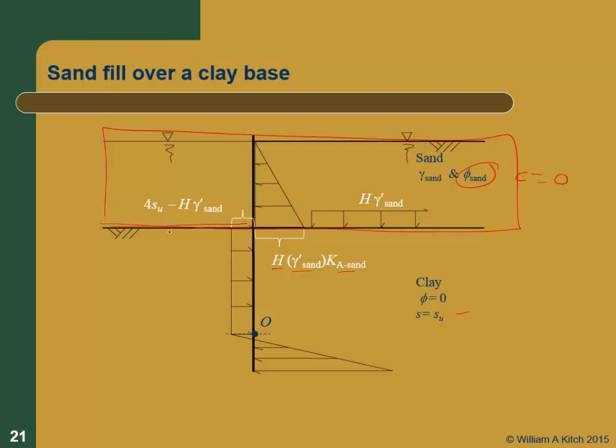So if you do that, then this block is going to be SU minus H times gamma prime, and this block at the bottom is going to be 4SU plus H times gamma prime sand. And then don't forget, if we're doing a drained analysis on the sand, we have to add the water back in. But we've got water on this side and we've got water on that side, and these two cancel each other out. If you do have a difference in the height of the water on the two sides, you need to account for that, because we're assuming that it's the same on both sides and they cancel out.